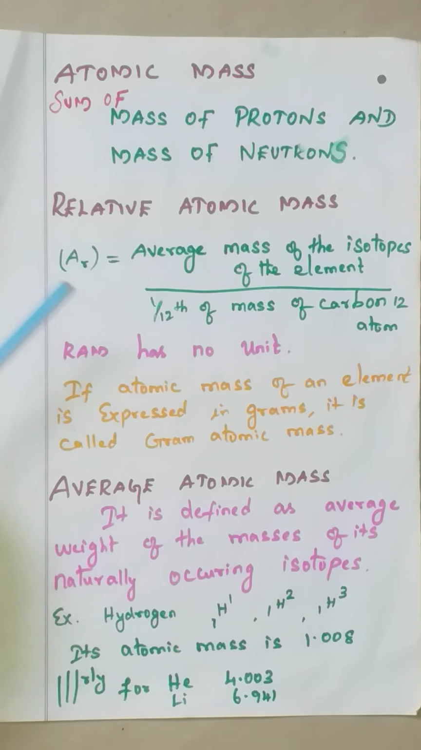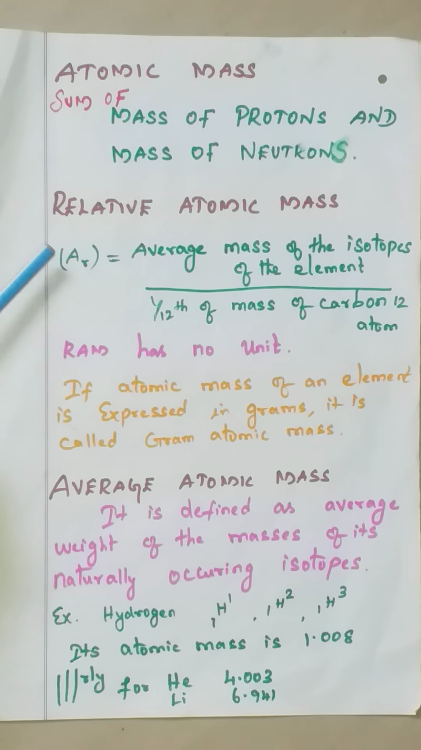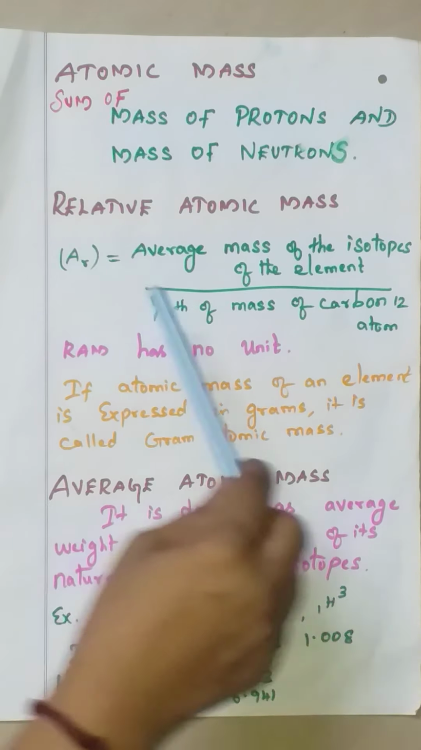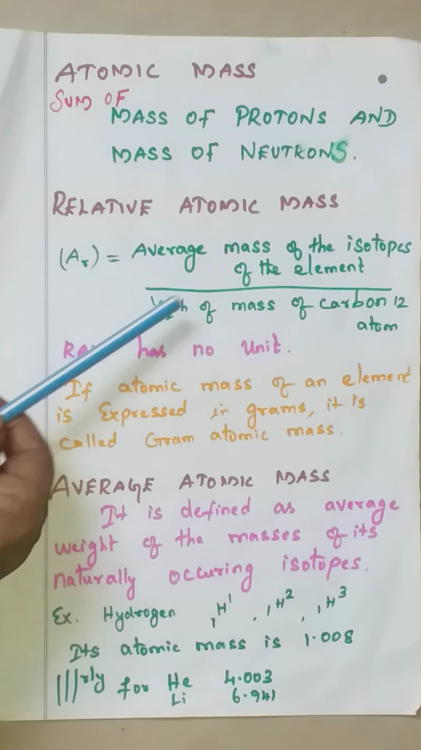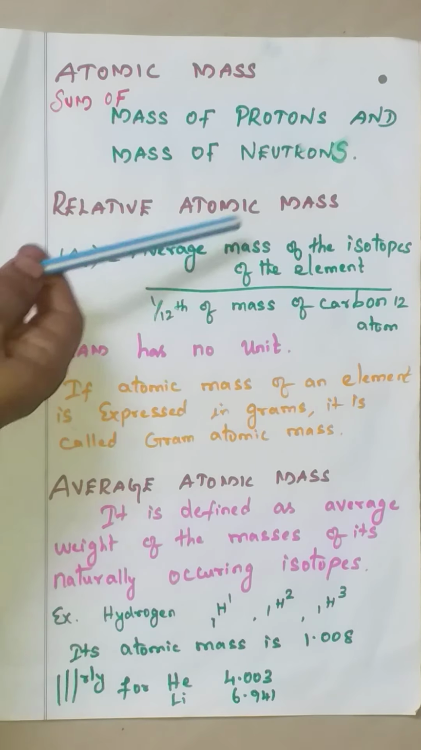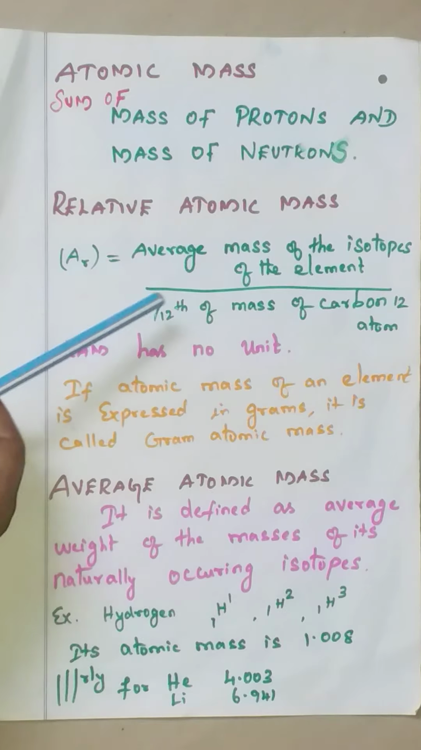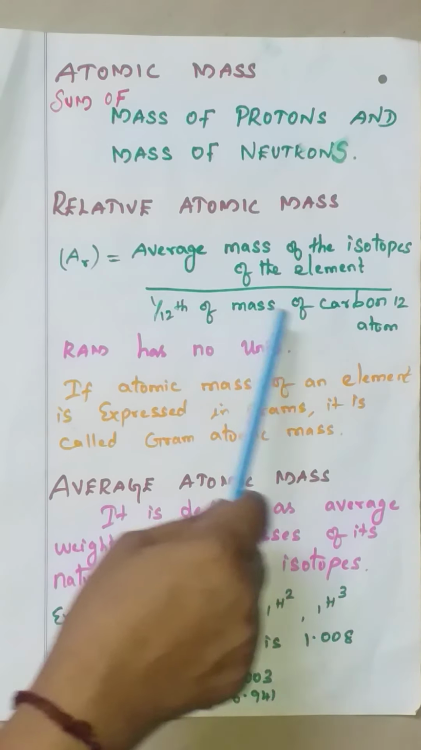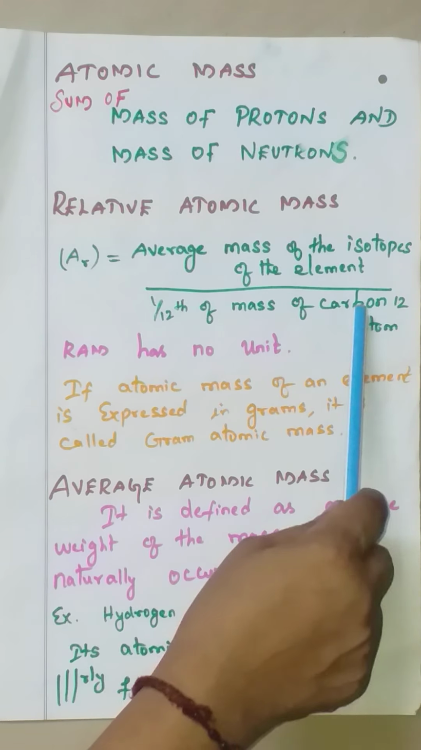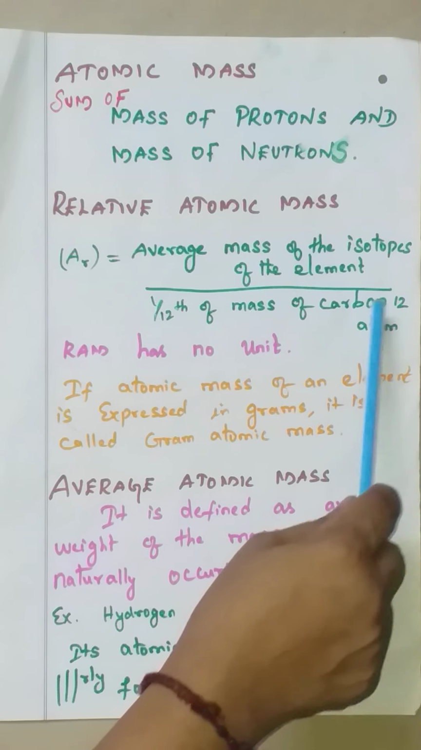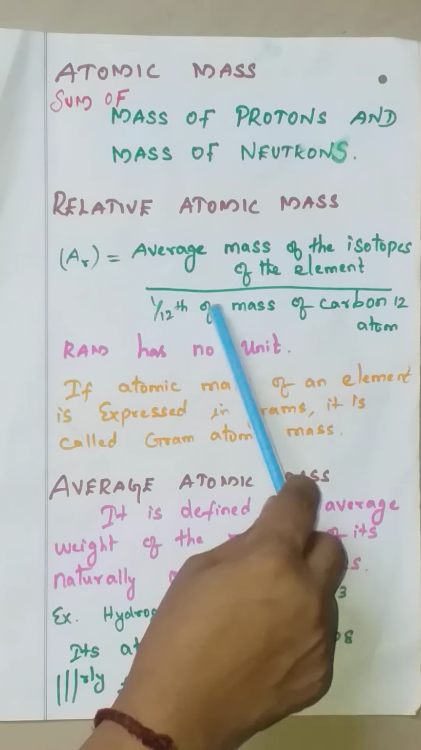See the definition. AR represents relative atomic mass, R represents relative and A represents atomic mass. Relative atomic mass is defined as the ratio, because we have to divide: the ratio between the average mass of the isotopes of the element divided by 1/12th of the mass of carbon 12. We know carbon 12 mass means 12, so we have to divide by 12.